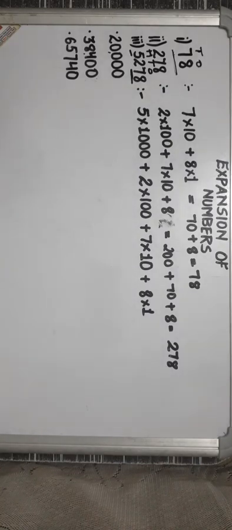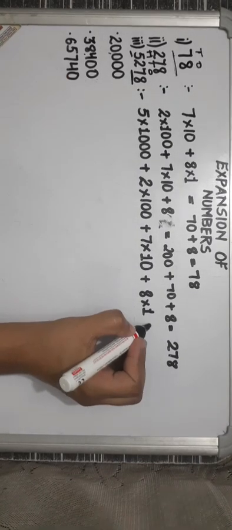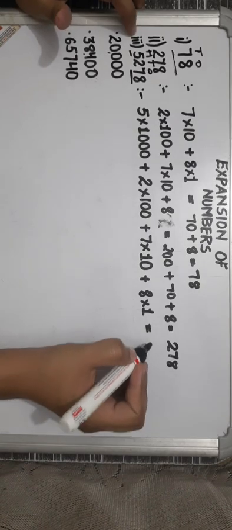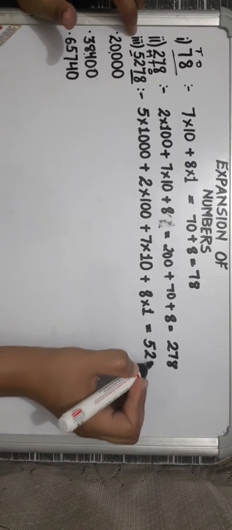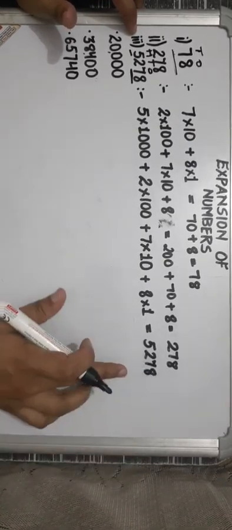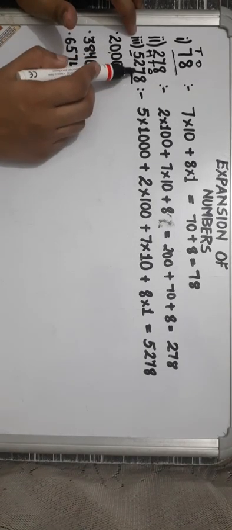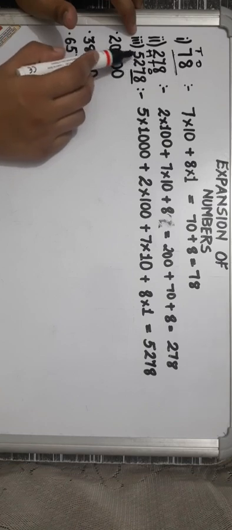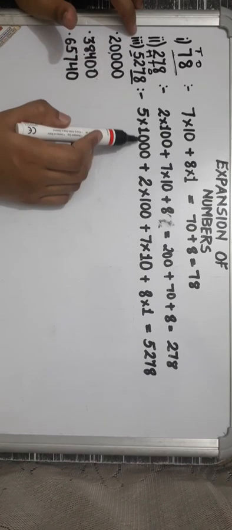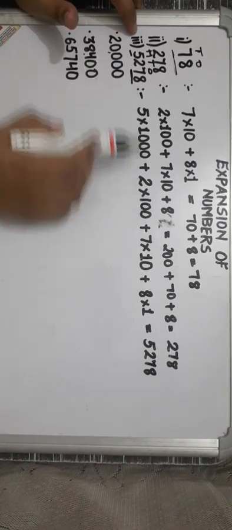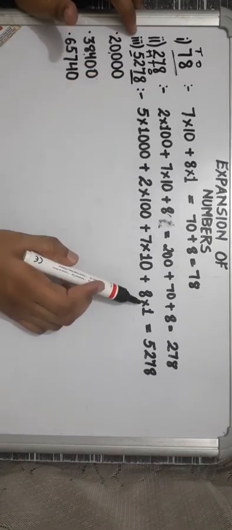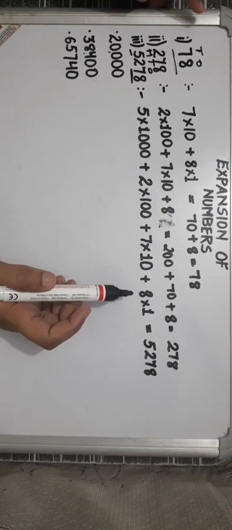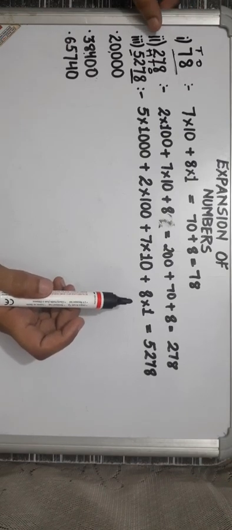Okay, and after adding you will get your final result as 5278. And you see 8 as ones, 7 at tens, 2 at 100 and 5 at 1000. 5000, 200, 7 tens, 8 ones. This is how we expand 2-digit number, 3-digit number and 4-digit number.